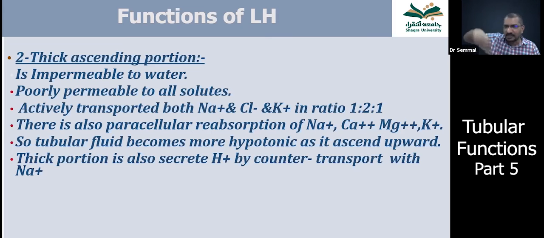So when you see the loop of Henle, when it comes down, it loses water. The solutes increase. It becomes hypertonic. Then it turns in the loop of Henle, then it goes up. It loses the solutes. It becomes isotonic. Iso means equal. Then hypo. So hyper becomes iso, becomes hypo. Hypertonic becomes isotonic, becomes hypotonic. As it goes up, the water is not going, but the solutes are actively going outside. So it becomes hypotonic.